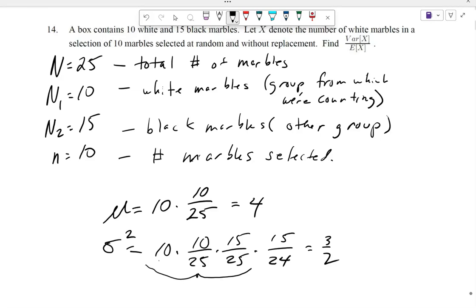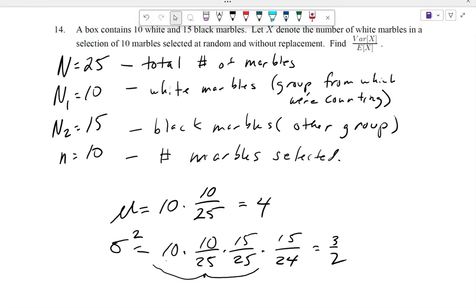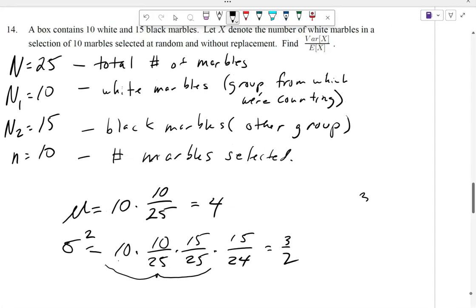Finally, the problem asked for the variance over the expected value. So we would have 3 halves divided by 4, which would give you 3/8 as the final answer. This is what it asked for, just to be a little bit more satisfying of actually finishing it off.